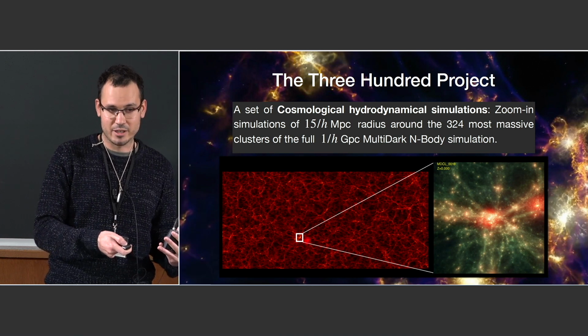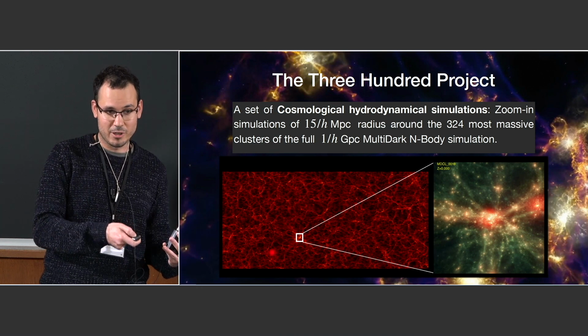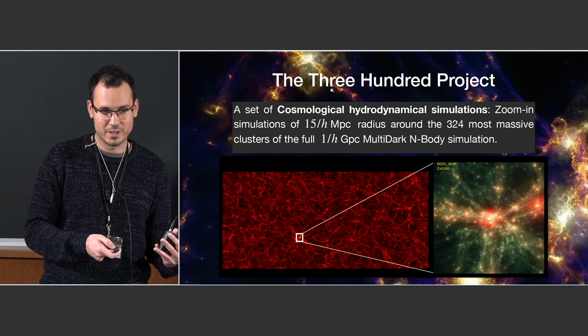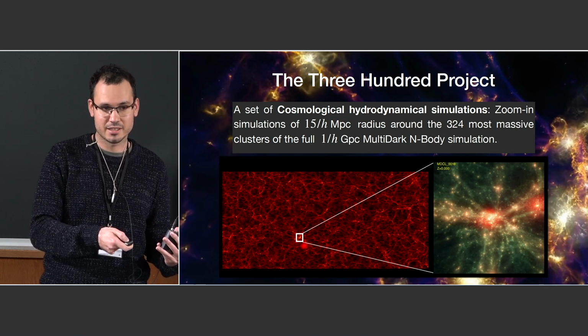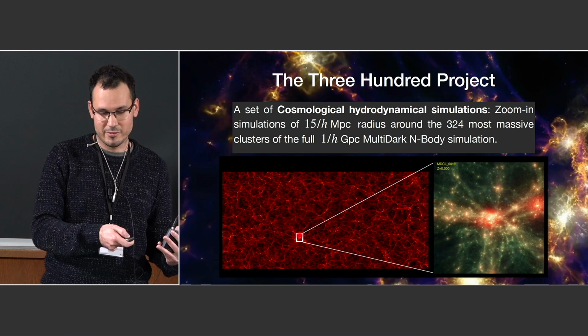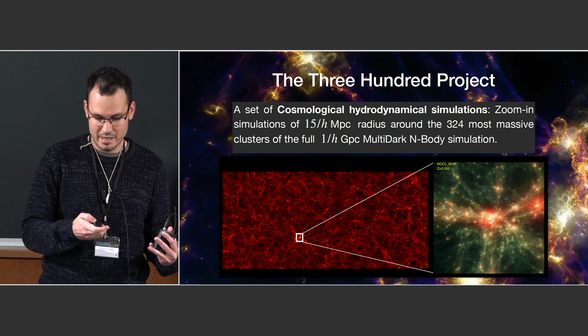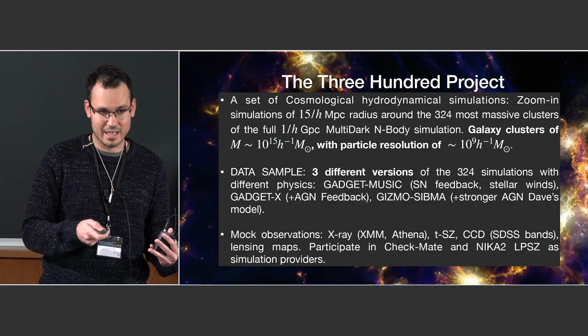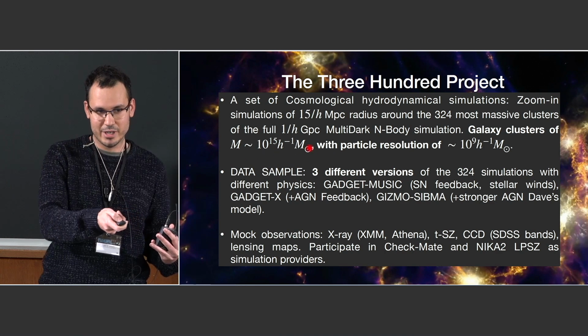What we cannot do is to fully simulate the whole box with full hydrodynamics. What we do is, from this big box, we resimulate from the same initial condition with hydrodynamics the most massive regions, which is 15 megaparsec. So at the end, by doing this zooming technique, we have very massive galaxy clusters.